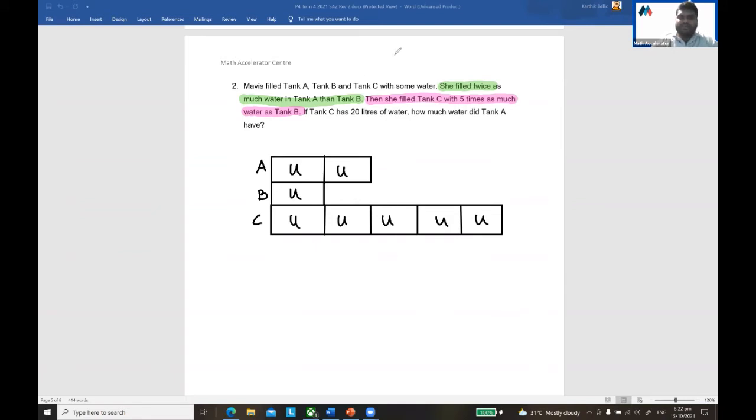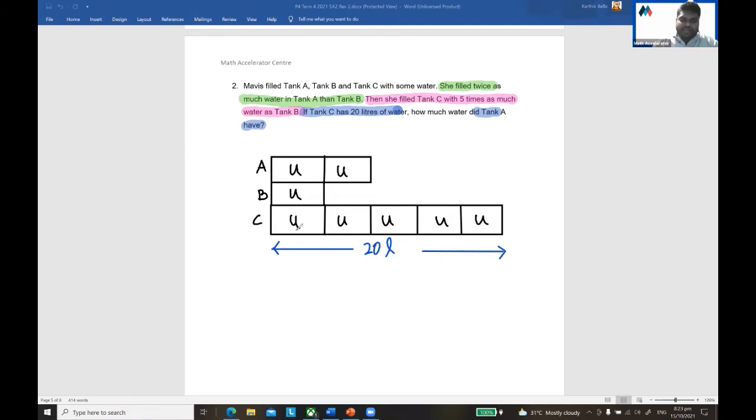Okay, then now let's go and read the last sentence. If tank C has 20 liters of water, how much water did tank A have? Okay, look at tank C. So I want you to put down the info, 20 liters. Very important, put this in the model, okay? Put here 20 liters.